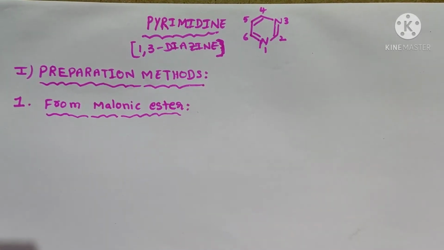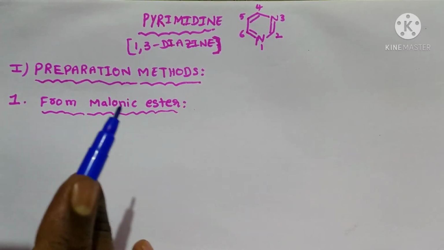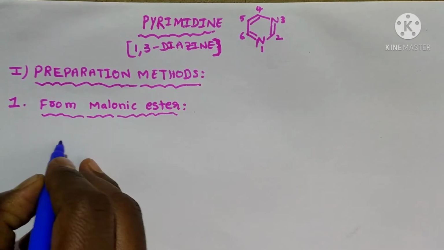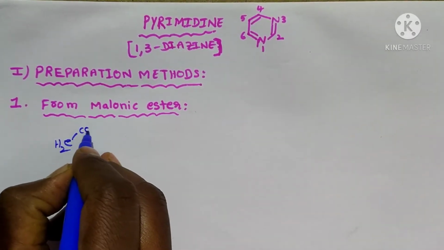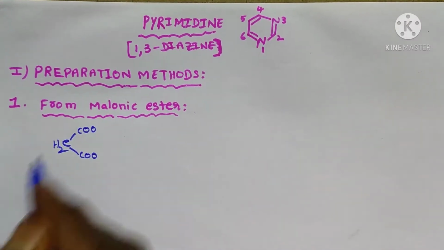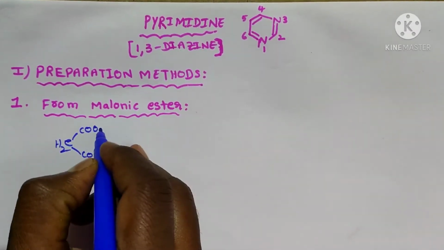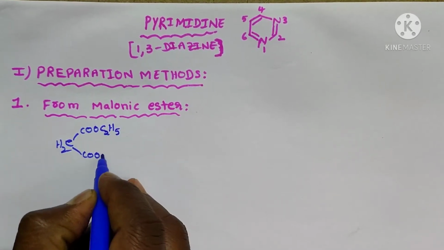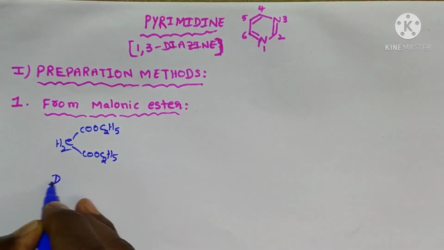First of all, we go for the preparation methods. Among them, the first one is the preparation of the pyrimidine by using a malonic ester. You know the malonic acid, no? CH2, COOH and COOH. But here we are taking the malonic ester, so we write it like this. One alkyl group we write here, so now it becomes diethyl malonate.